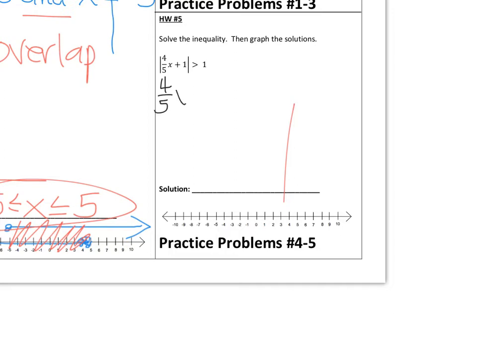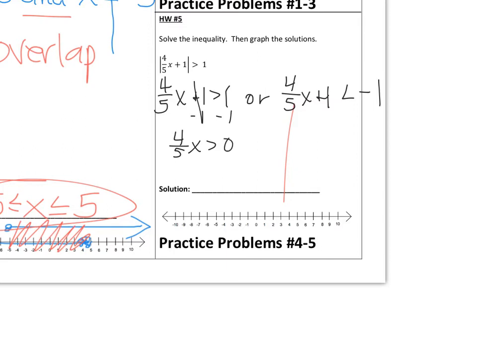So I've got 4/5 x plus 1 greater than 1, or 4/5 x plus 1 less than -1. Don't forget to switch the sign and switch the symbol, turn it around, and then switch the sign of the answer. So I'll go ahead and solve the first one by subtracting 1. So I've got 4/5 x is greater than 0. Then I would divide by 4/5, and I get x is greater than 0.